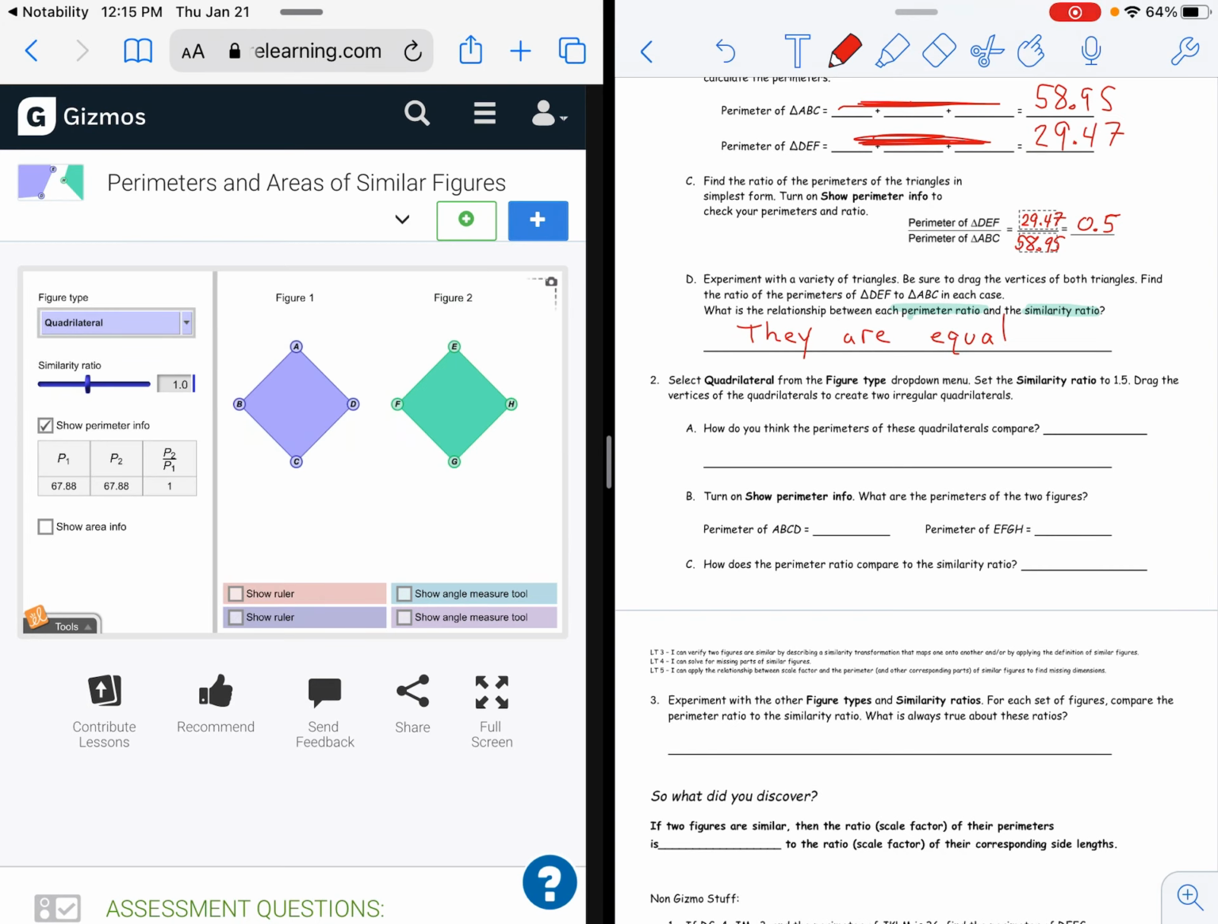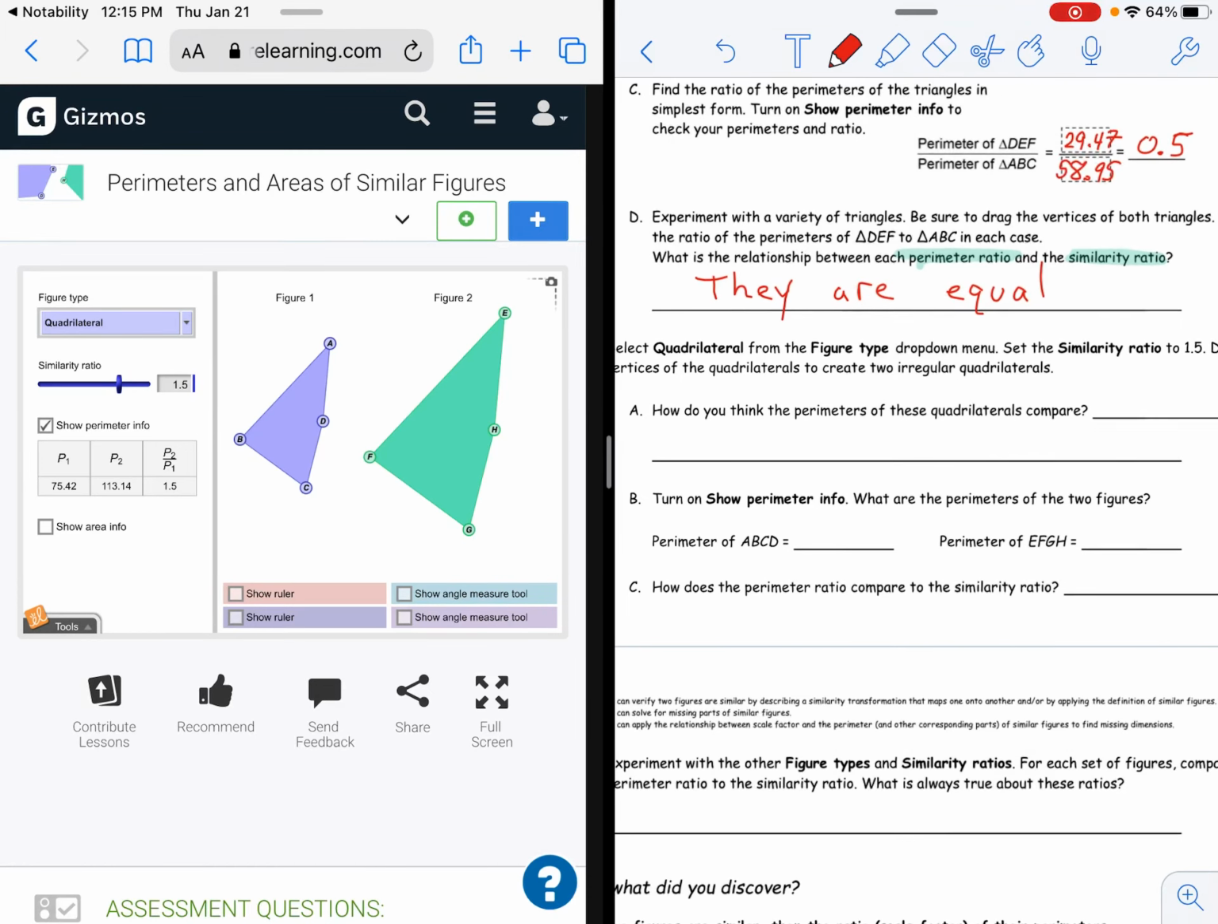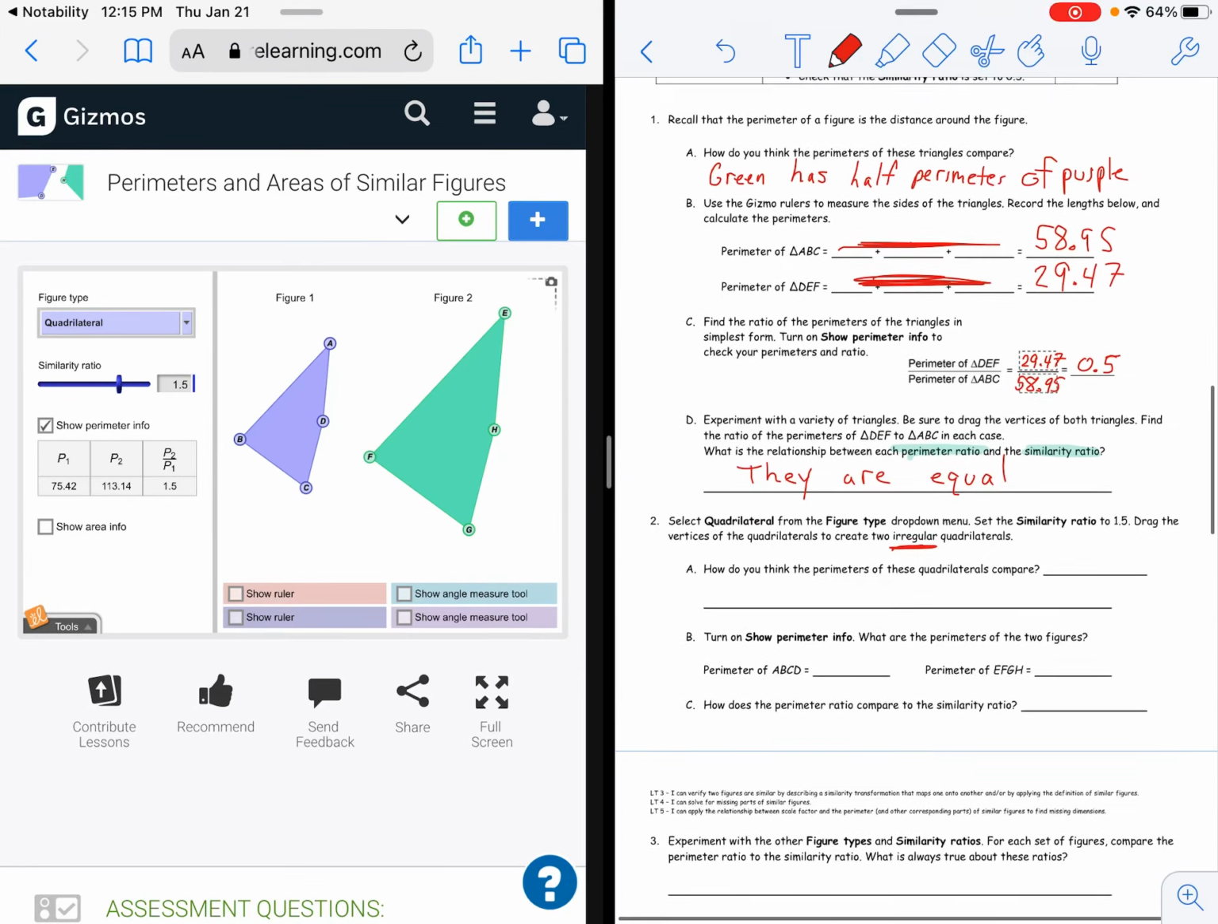Now we're going to select a quadrilateral. So similarity ratio 1.5. Drag the vertices around the quadrilateral. So we're going to create an irregular one. Let's just create something that looks funky. Yeah, that looks weird. This is an irregular quadrilateral. Irregular just means not all sides and angles are the same. How do you think the perimeters of these quadrilaterals compare?